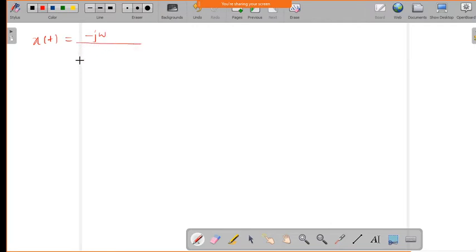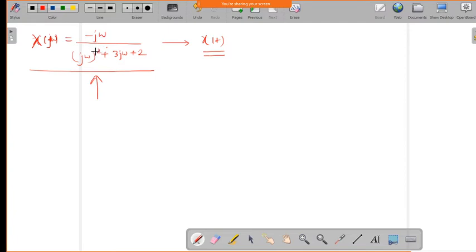Minus j omega by j omega square plus 3j omega plus 2. So this is x of j omega, since it is in j omega. So this is the Fourier transform which is given. We have to find out x of t, that is the time domain signal. So try to do it. How will you do it?